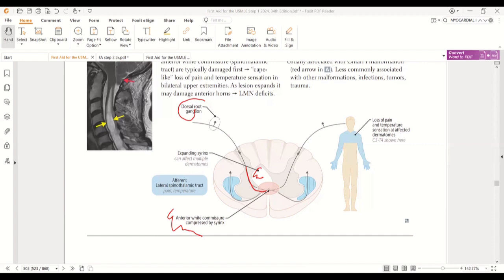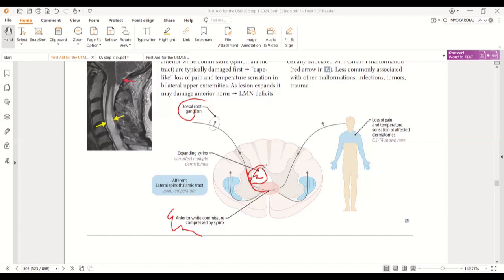So from both sides, right and left, this syrinx initially compresses the lateral spinothalamic fibers, which are in the anterior white commissure, right? So when these fibers are compressed, the patient has loss of the sensation of pain and temperature on both sides, right?